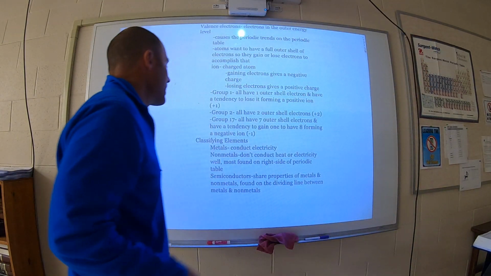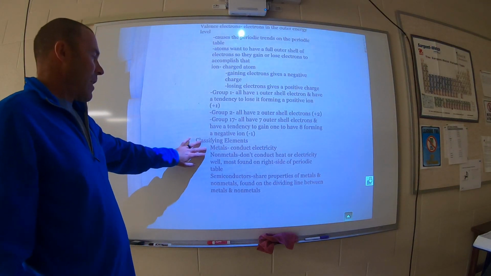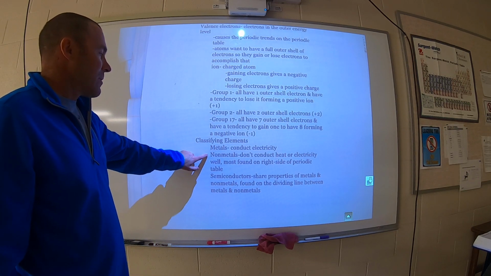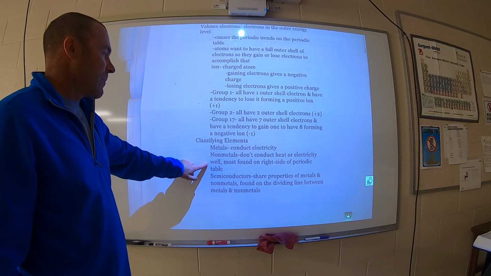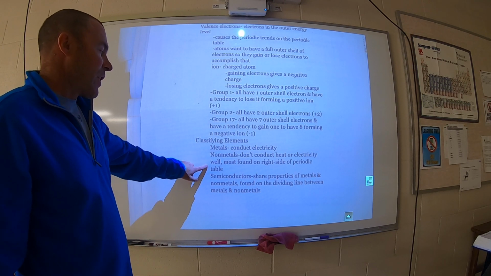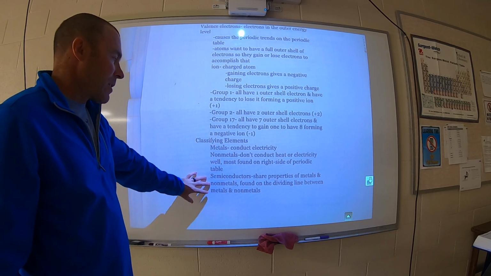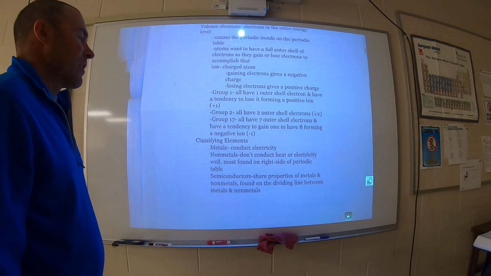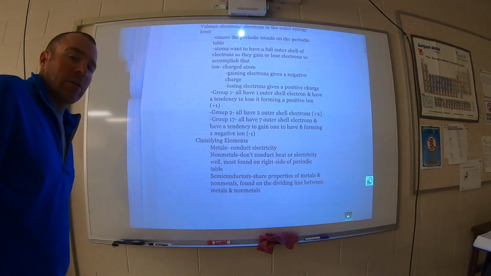So let's talk about each of these metals. They have a tendency to conduct electricity and heat. Nonmetals don't conduct heat or electricity very well. Most of them are found on the right side of the periodic table, which we talked about. The semiconductors, they share properties of both metals and nonmetals, and they're found on the dividing line between metals and nonmetals.